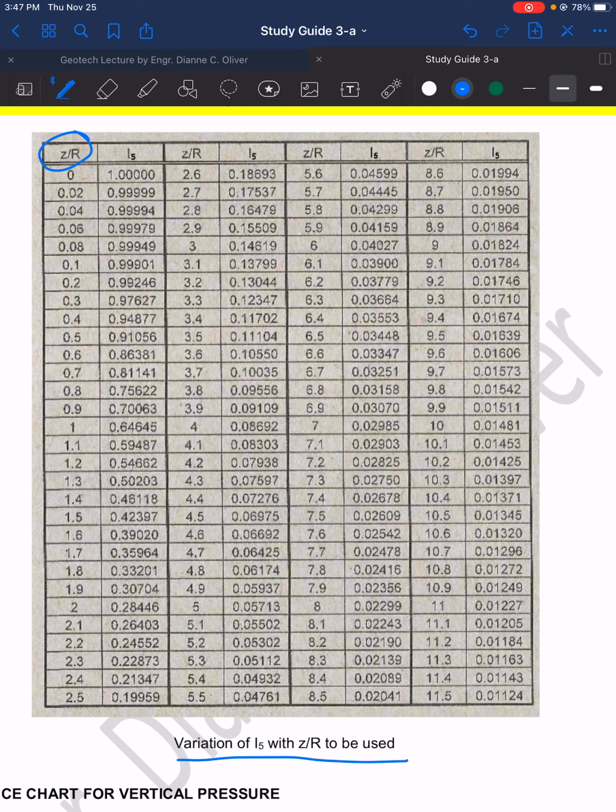So the value of depth over radius is located at the left part. So we can have here the location. So these are the values for Z over R. Wherever we get the value for Z over R, we get the value for I sub 5. If there is no exact value for Z over R here, all we need to do is to interpolate using the interpolation technique that we used previously in the previous video. Okay.